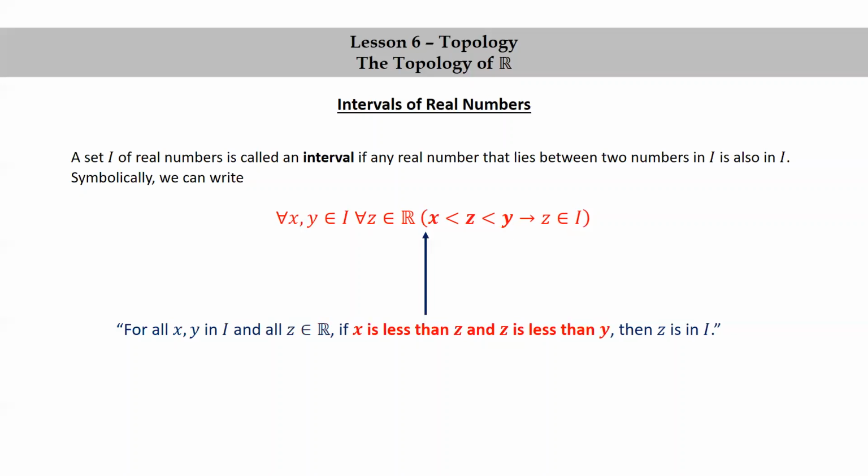After the parentheses, we have x is less than z and z is less than y. And once again, using that membership relation, the last part of that says z is in I. The arrow there is the conditional or implication, and it could be read either "implies" or "if then."